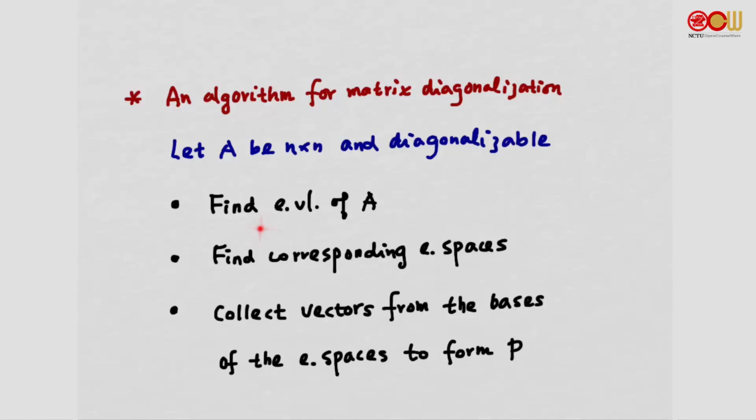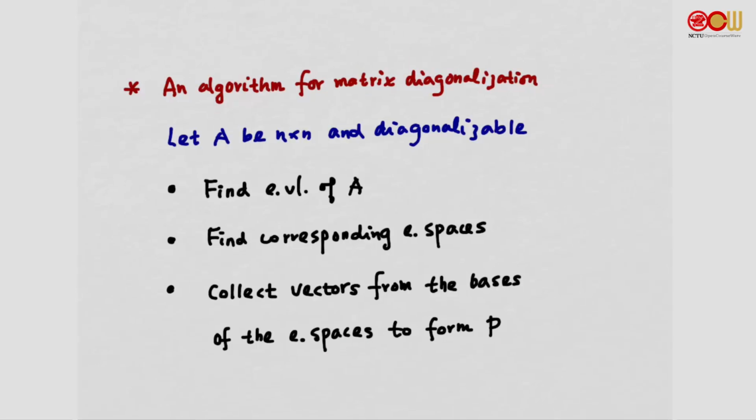So first of all, we can find all the eigenvalues of A, and then for each eigenvalue, we find the corresponding eigenspace, W_A(lambda). And then we collect the vectors from the basis of the eigenspaces to form P. Then we have the diagonalization of A. This algorithm works if we already know that A is diagonalizable. But how do we know whether a matrix is diagonalizable to begin with?